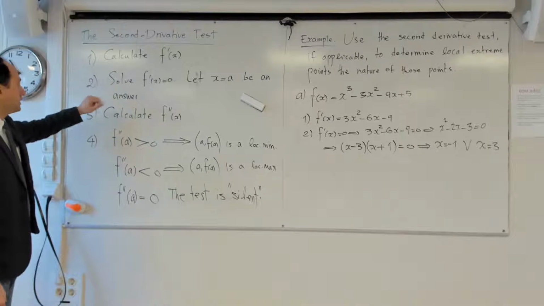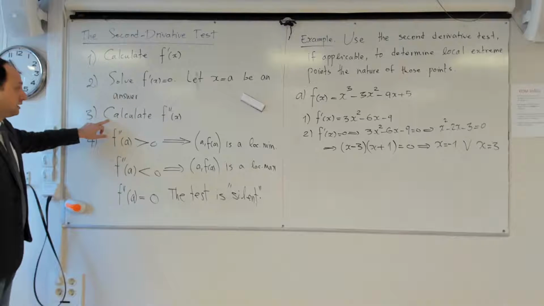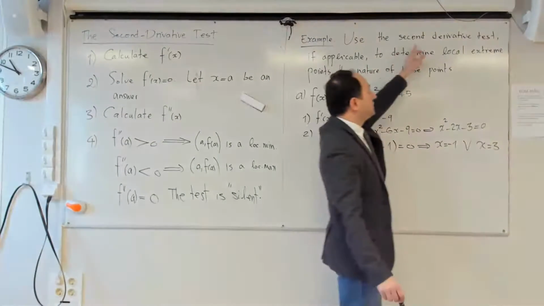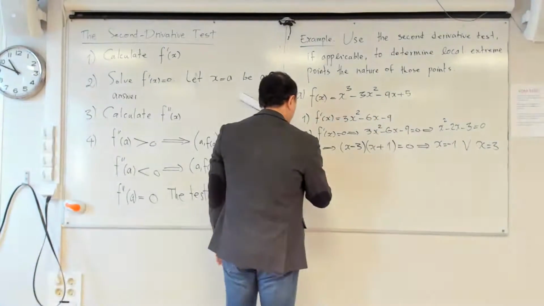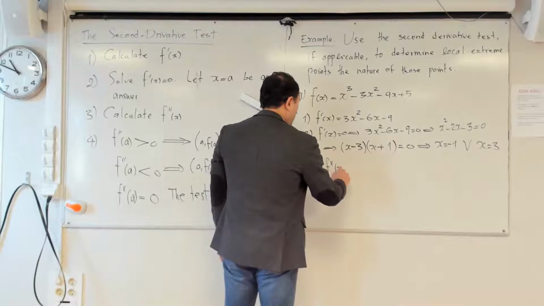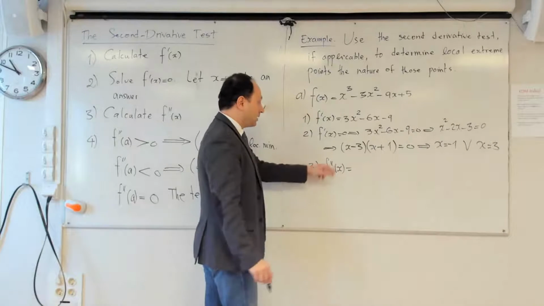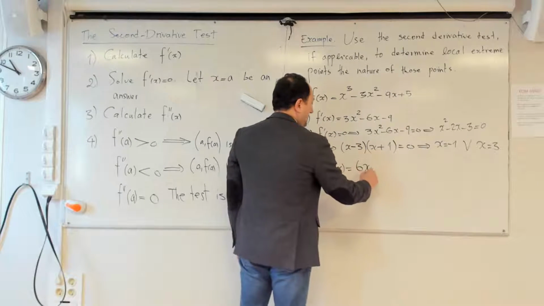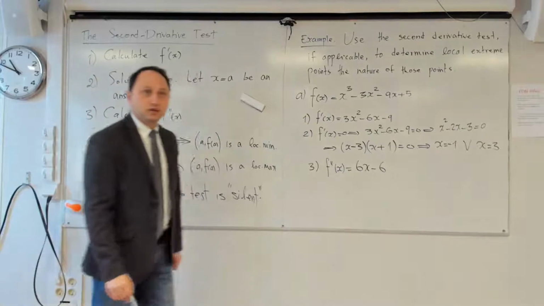What was that? That was the second step. The third step: calculate the second derivative. It is mentioned in the problem, use the second derivative. So number 3, f double prime of x. I calculate this. F double prime of x is another derivative from here, which is 6x minus 6. This is my second derivative.